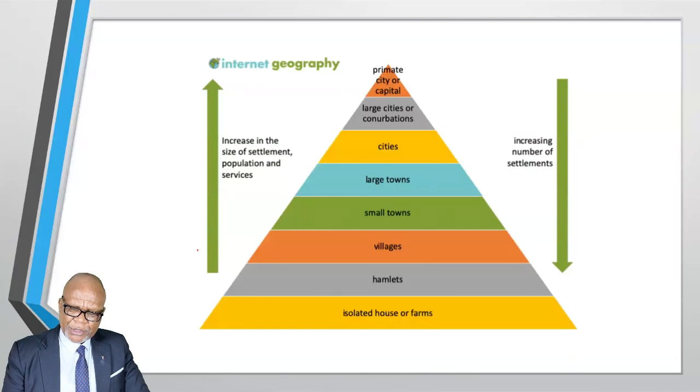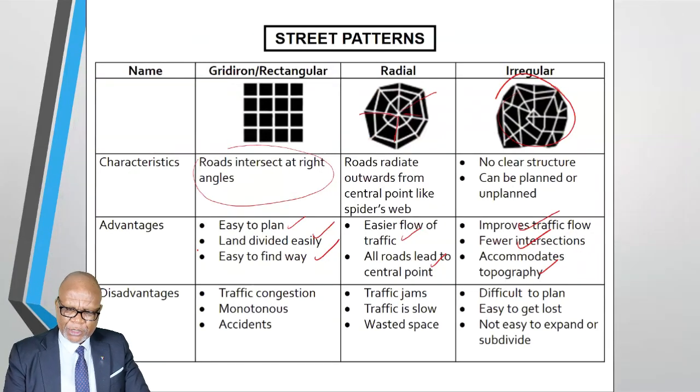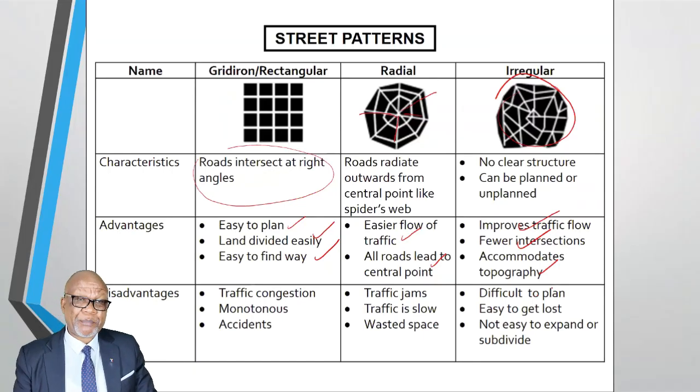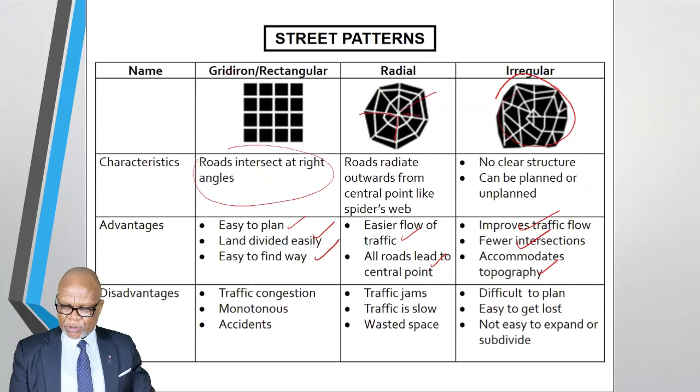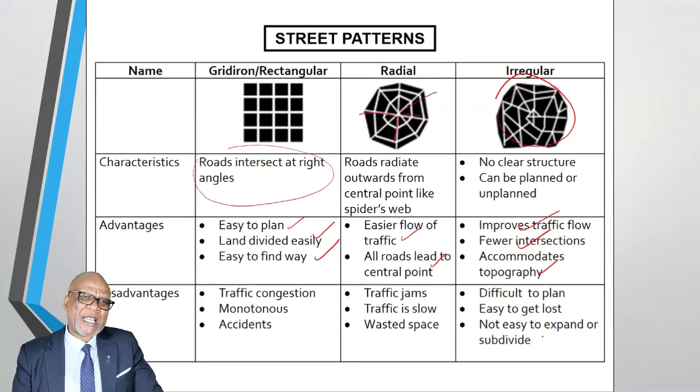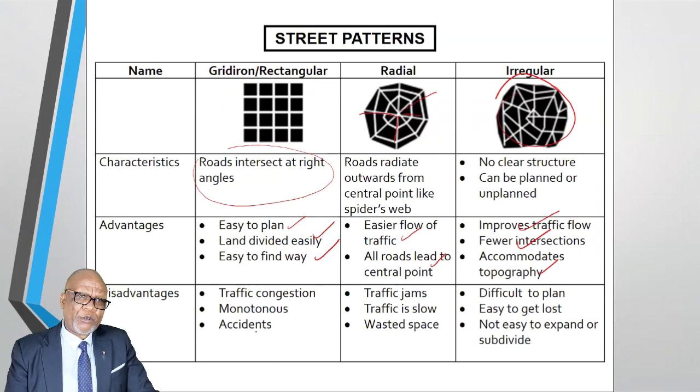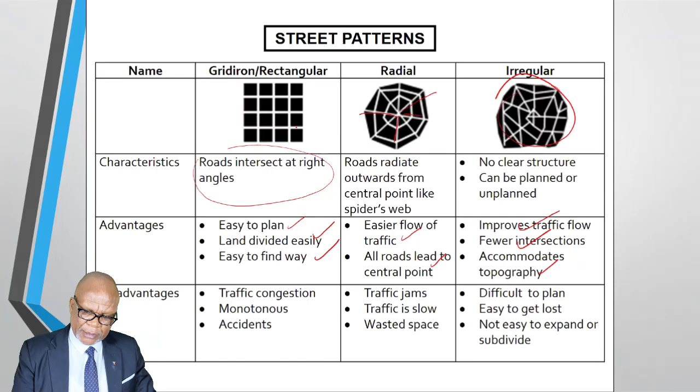But the disadvantage of this irregular pattern is that it is difficult to build because of steep gradient, and it is easy for you to get lost because of the roads that are winding, and it's not easy to expand. It's not easy to expand or divide because the area is very steep. But the opposite will be correct for the grid iron. Grid iron, because it's gentle, it's easy to divide and construct.